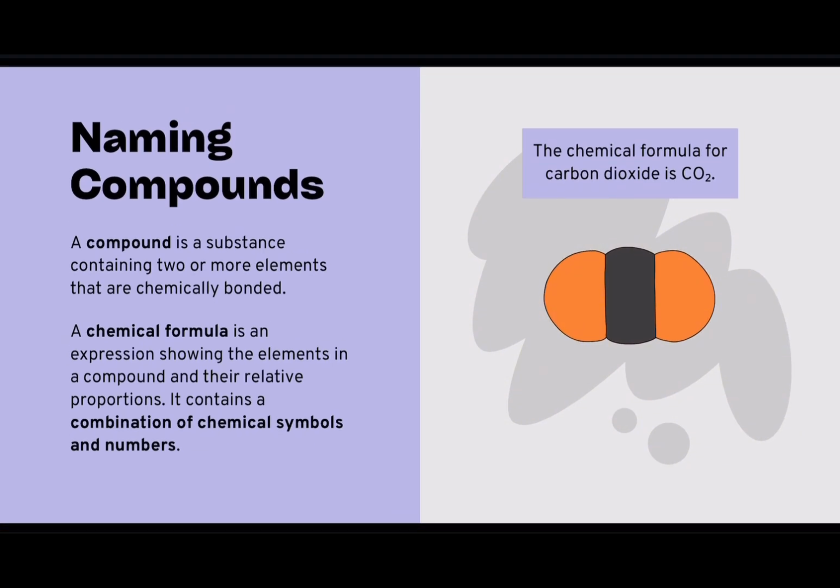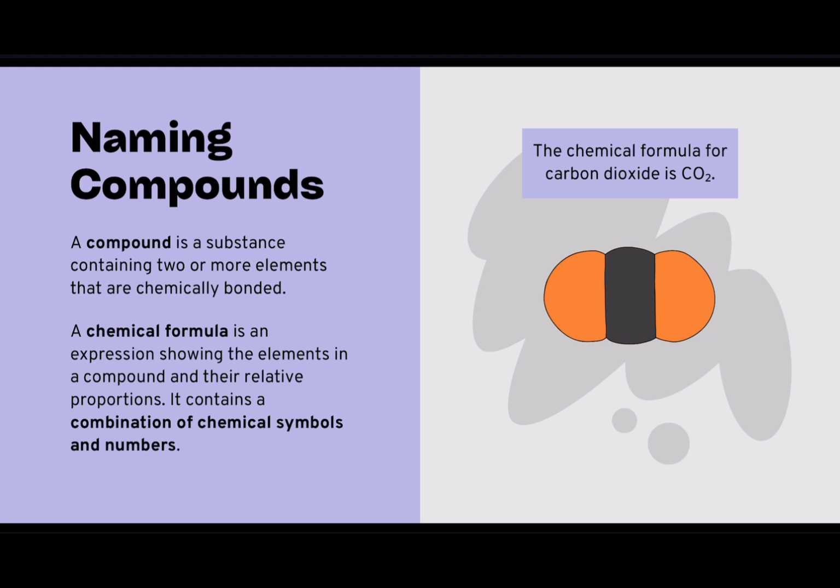Naming compounds. A compound is a substance containing two or more elements that are chemically bonded. A chemical formula is an expression showing the elements in a compound and their relative proportions. This contains a combination of chemical symbols and numbers.